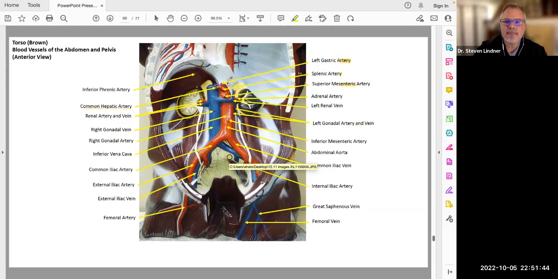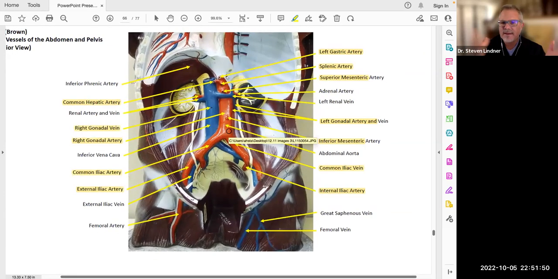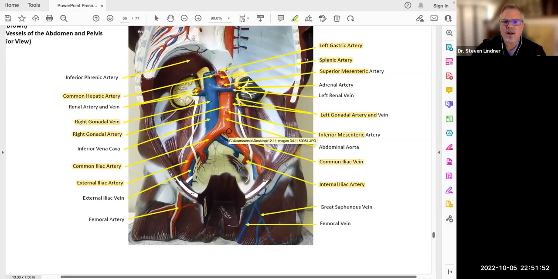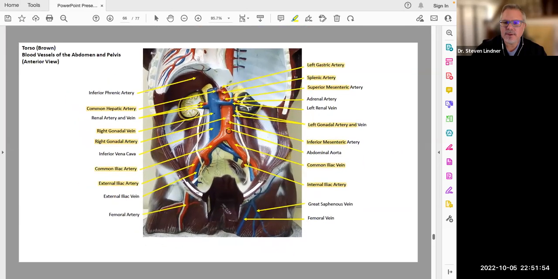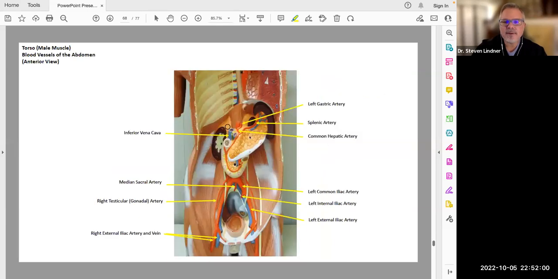Okay. Again, the blood vessels are the blood vessels. Doesn't matter where we're looking at, right? Let's see. I'm going to skip this one. I think I'll skip this one.